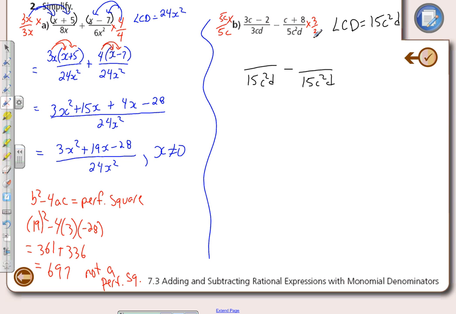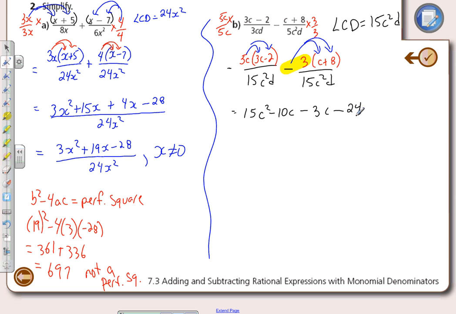So 5c bracket 3c minus 2. Again, you can skip this step if you do this one properly, because when you're subtracting, you have to be careful. There's a negative 3 that we're going to distribute in. Do not miss that. That is something that lots of people mess up on. So when we distribute that in, we get 15c squared minus 10c minus 3c minus 24. That's the one that people miss. All over 15c squared d. I'll highlight that one for you.